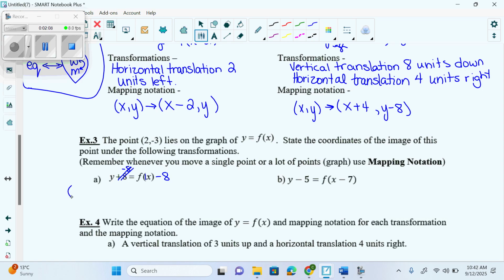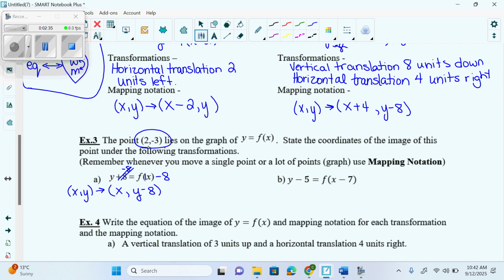So my mapping is going to be x, y, and I know some people are like, I can just do it in my head. Cool. You can't in about 3 days. So we're going to follow along so we do it correctly. Okay? x, y becomes, my x is by itself, so x just stays x. And then I have a minus 8. So what am I going to do to my y? Minus 8.